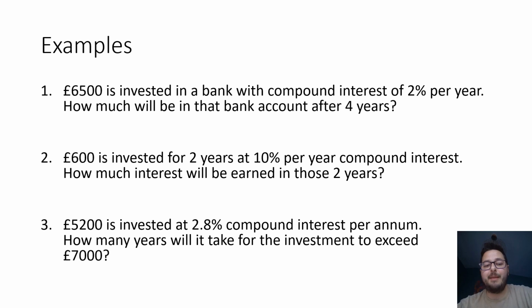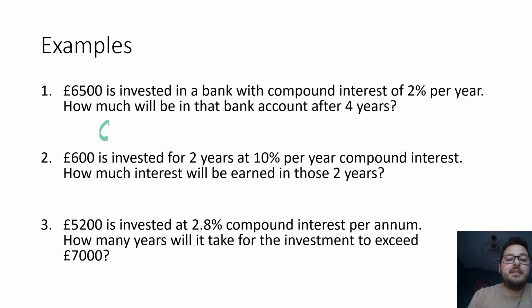Okay, so here are some examples. Feel free to pause the video and have a go. These are all interest questions, so they're all going to be going up, but otherwise we'll do them together. But remember, this is a calculator one, so don't be trying to do these in your head. Alright, so number one, £6,500 is invested in a bank with compound interest of 2% per year. How much will be in that bank account after 4 years?